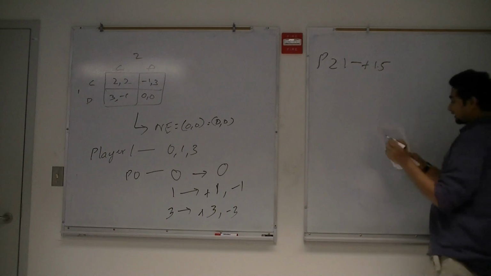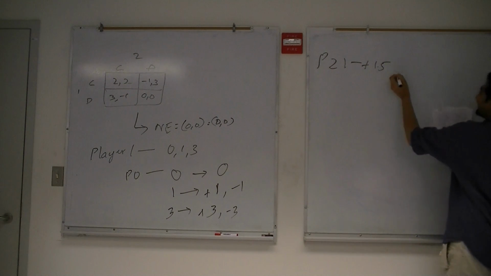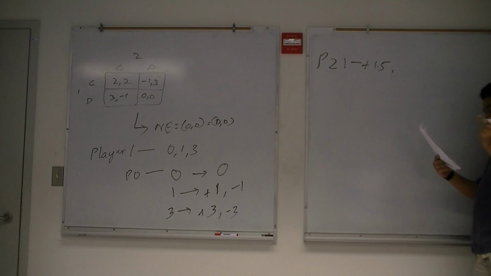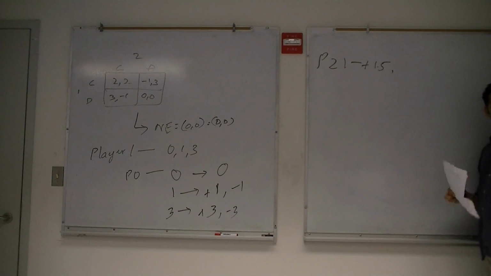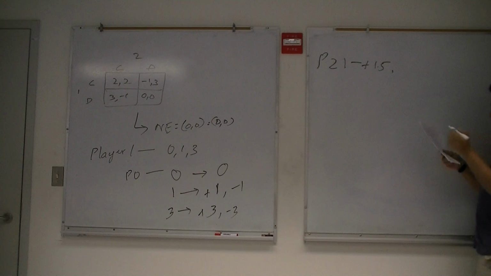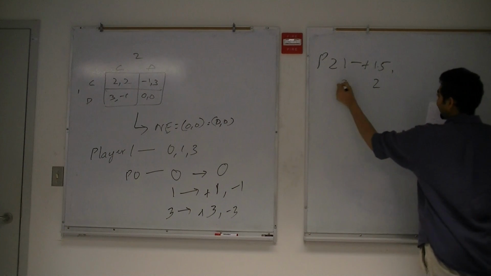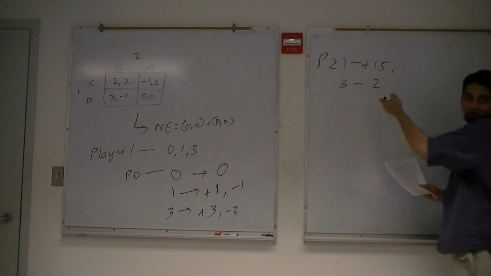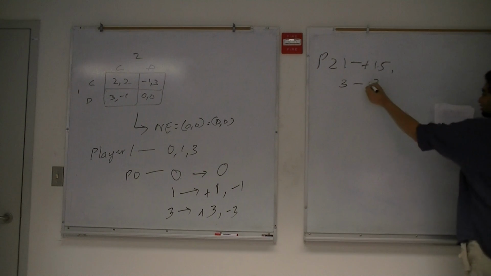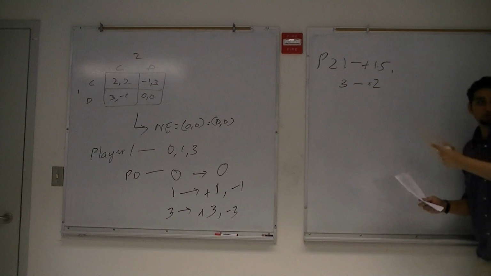And you can obviously take the money and run away. You know that, right? And if you match, this is for 3. So you get a net of 2 if you match 3.